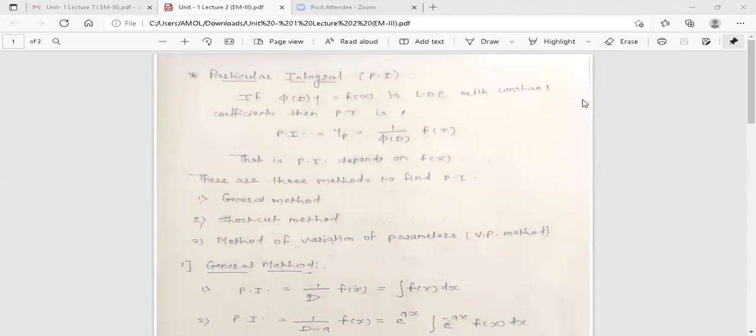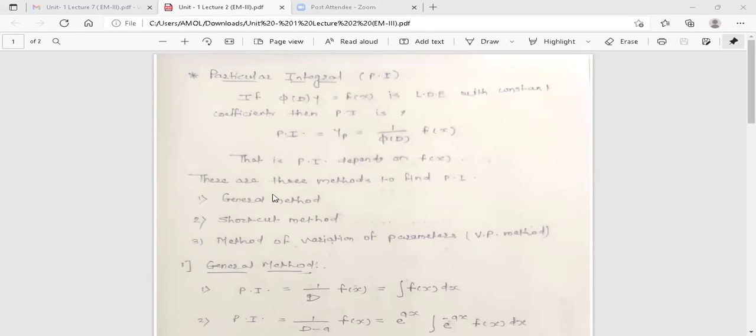The reduced form of LD is phi of D into y is equal to f of x. This is the reduced form of LD. Now, to find the PI, the formula is y suffix p, the particular integral, is equal to 1 upon phi of D into f of x. This formula comes from the reduced form of LD, where we transfer phi of D to the RHS. We have the formula for PI: it is equal to 1 upon phi of D into f of x. That is, PI depends on the function f of x.